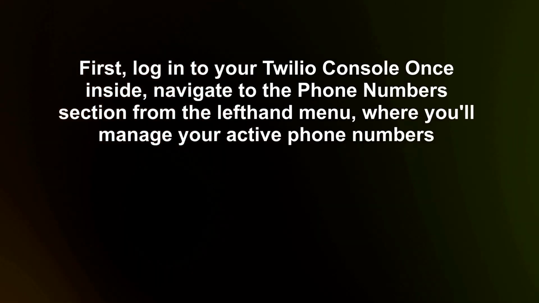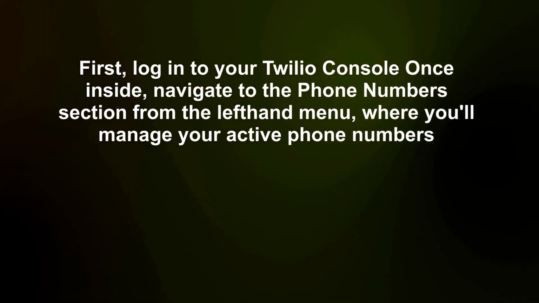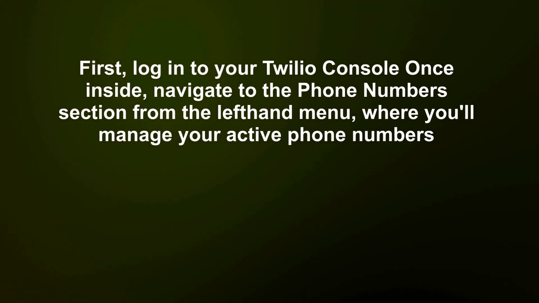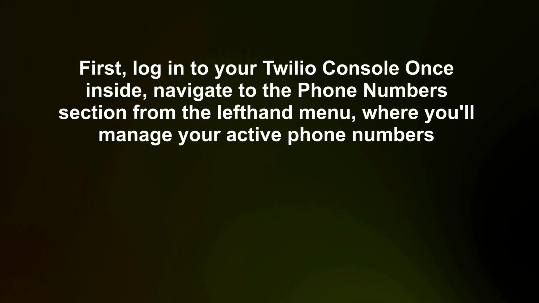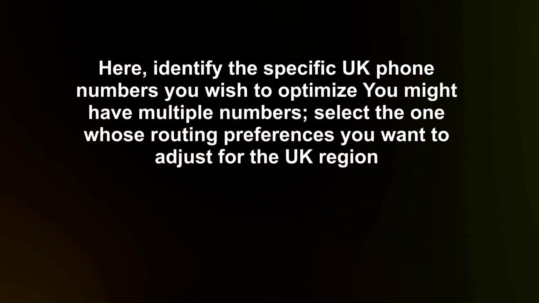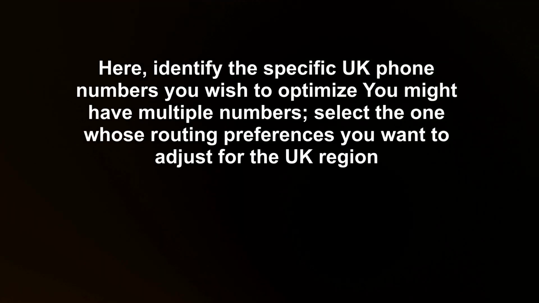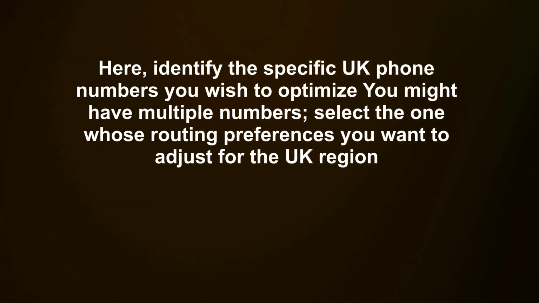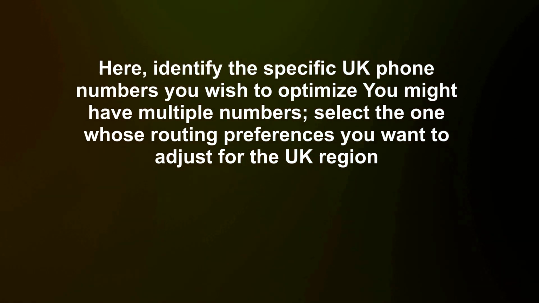First, log into your Twilio console. Once inside, navigate to the phone numbers section from the left-hand menu, where you'll manage your active phone numbers. Here, identify the specific UK phone numbers you wish to optimize. You might have multiple numbers. Select the one whose routing preferences you want to adjust for the UK region.